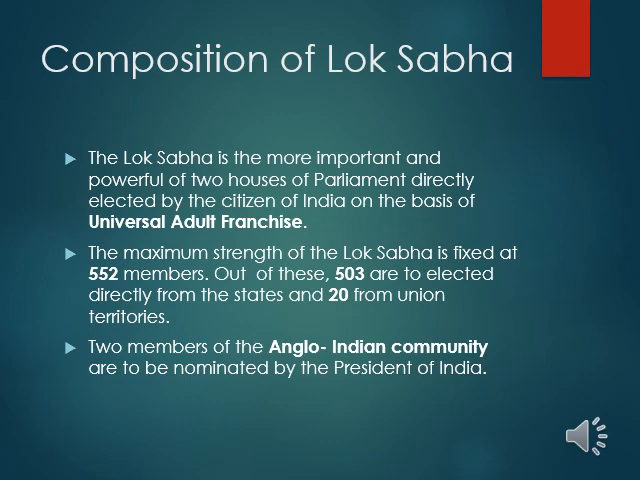The maximum strength of Lok Sabha fixed by the Constitution of India is 552 members. Out of these members, 530 are to be elected directly from the states and 20 from the Union Territories of India. Two members of the Anglo-Indian community are to be nominated. Nominated means it's not elected. It is nominated by the President of India after the approval of Parliament. Currently, in the Lok Sabha of India, we have 545 members. It means 543 members are elected by the citizens of India and 2 are nominated by the President of India.